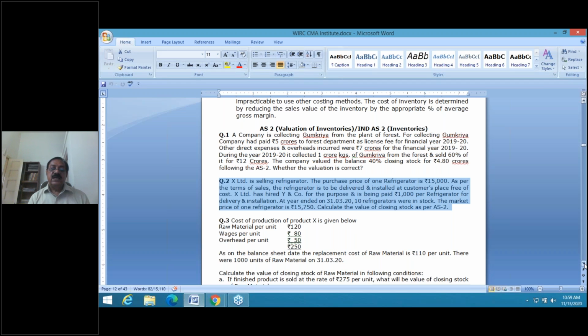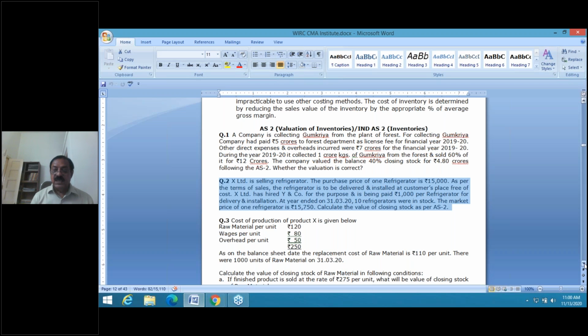At year end, on 31st December, 10 refrigerators were in stock. The market price of one refrigerator is 15,750. Calculate the valuation of closing stock. So my selling price is 15,750, minus which I have to deduct the cost to sell. The cost to sell is 1,000 rupees, which the seller himself has to bear. So 15,750 minus 1,000 is 14,750.